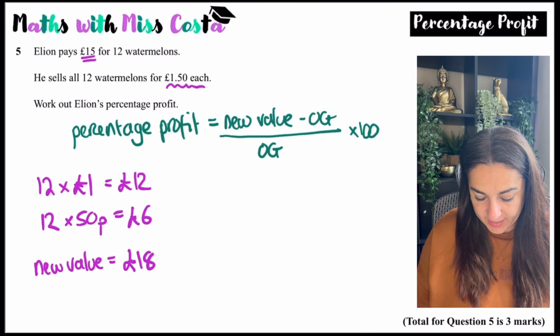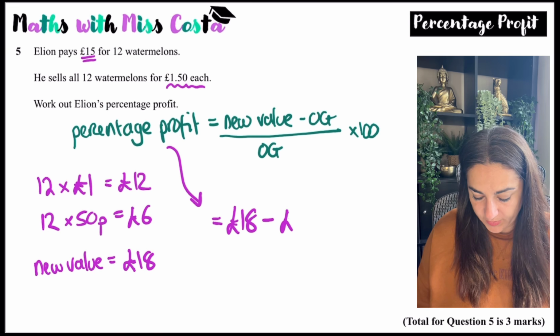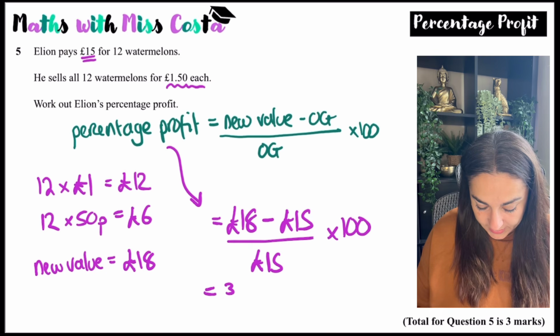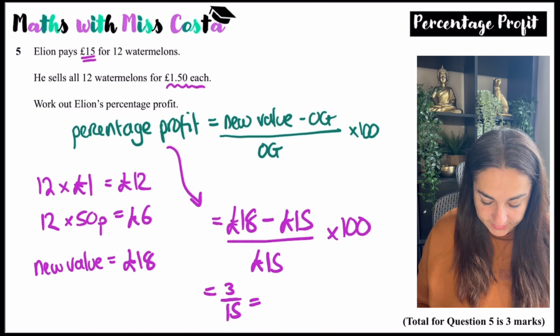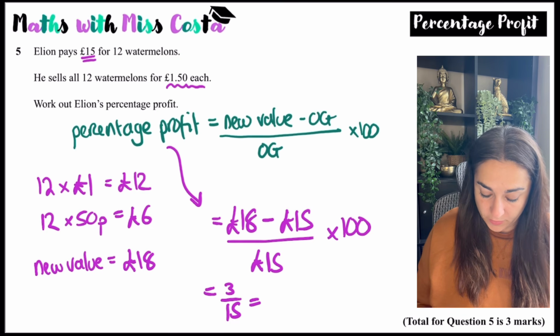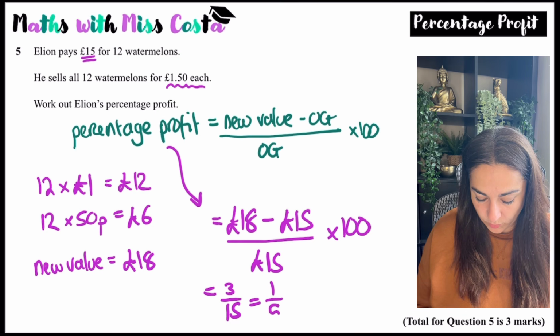So to substitute that into the percentage profit formula, I've got £18, take away the original value, which is 15, divided by the original value, and then times by 100. So that gives me 18 take away 15 is 3. So I'm left with 3/15. I could simplify that, divide by 3 for both numerator and denominator, which is 1/5.